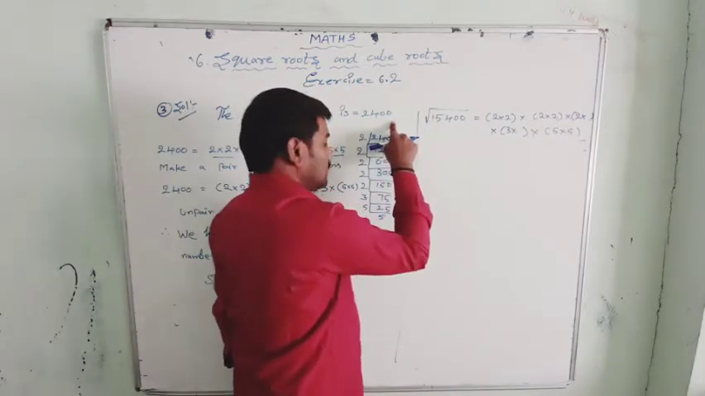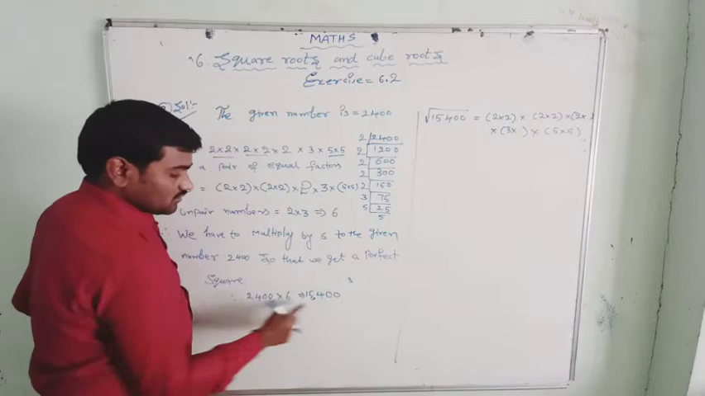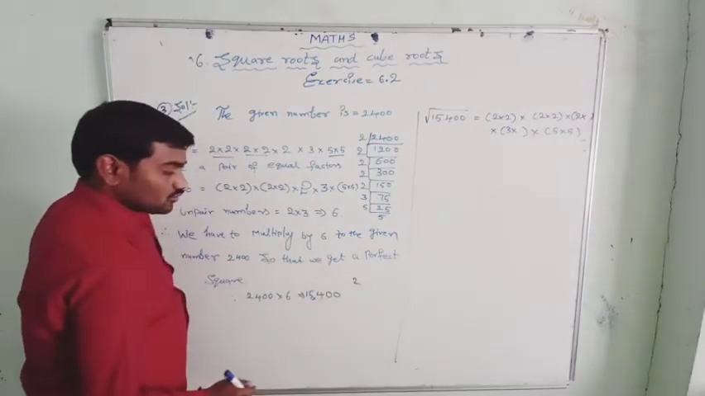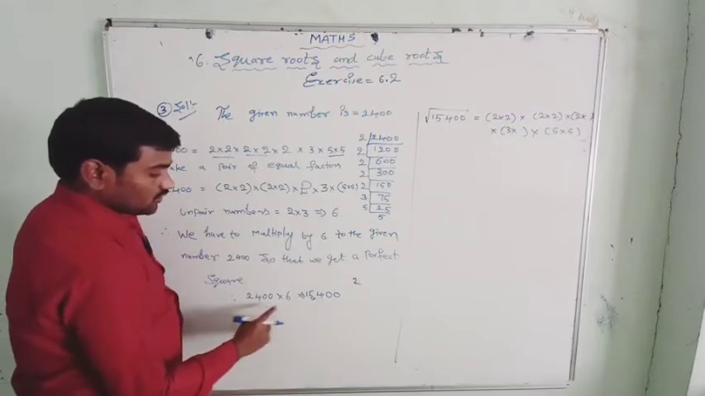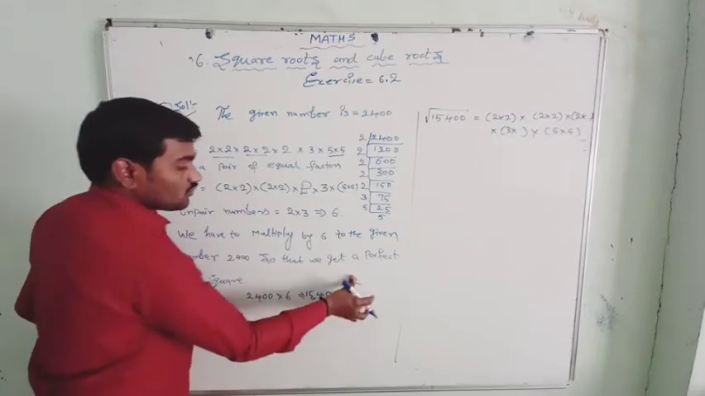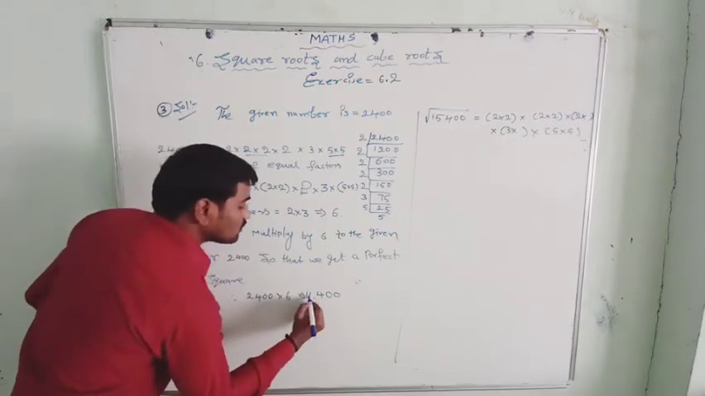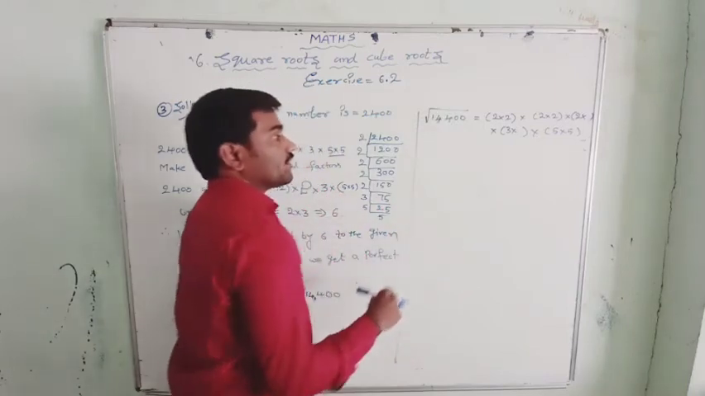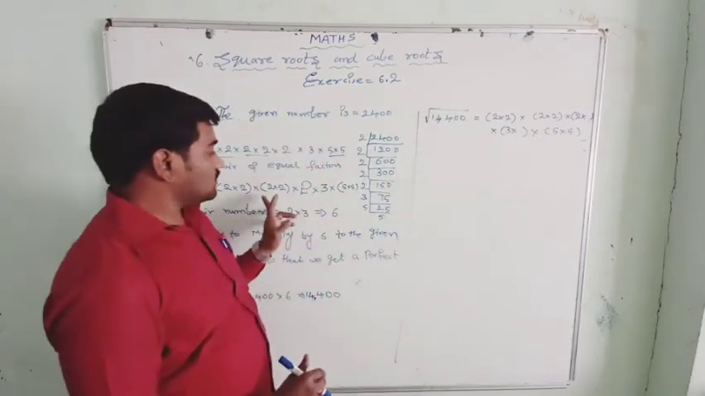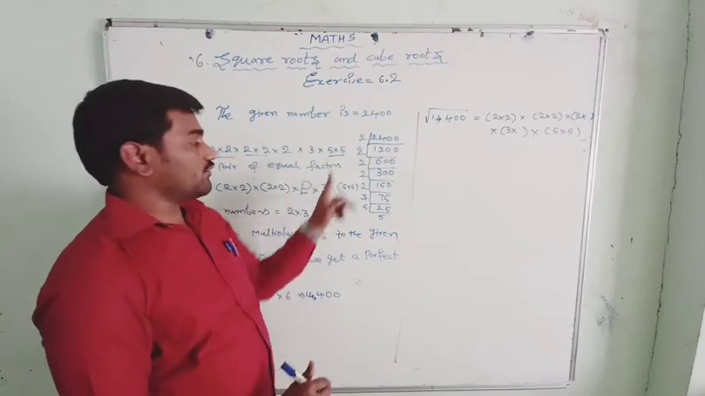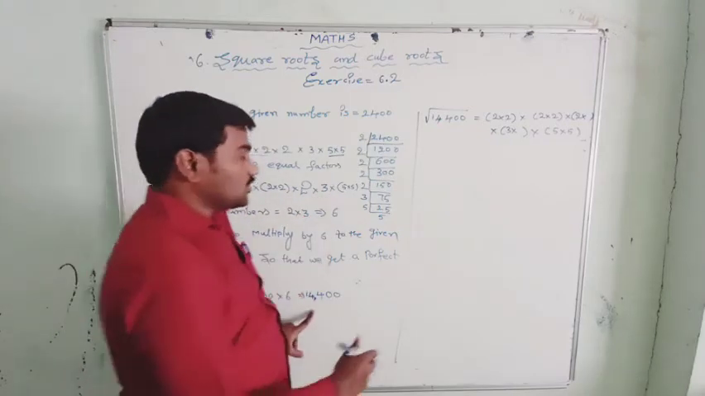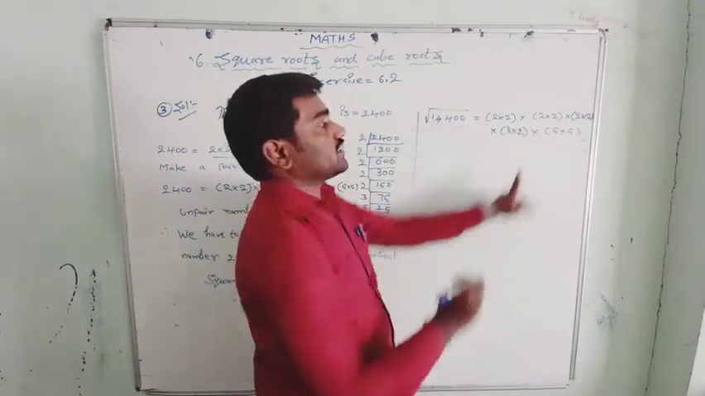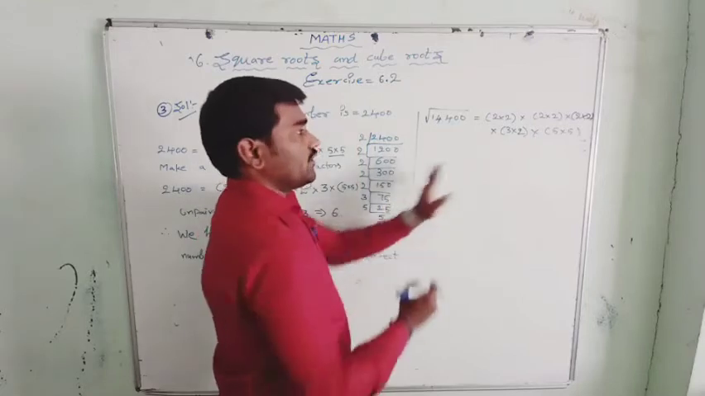If you remove this 2 and this 3, you get the same 2,400 again. But when you multiply by 6: 6 into 4 is 24, carry 2, 6 twos are 12 plus 2, 14. Actually, sorry, it is 14,400. If you unpair these numbers, you get 2,400. If you make it a pair, we get 14,400. Now again, if you factorize this, you get the same.